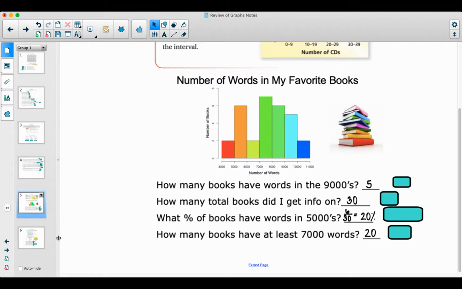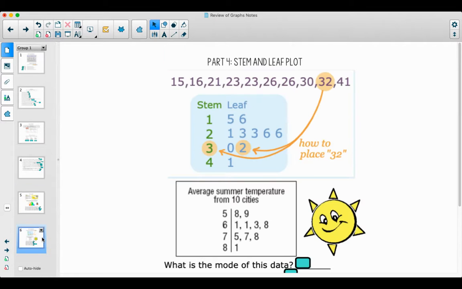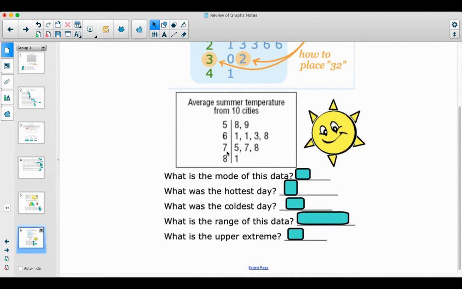The last thing that we looked at was our stem and leaf. Once again, for the stem and leaf, the first digit is in the stem part, and the back number is in the leaf. So this would be the number 15, this would be the number 16, and that last one would be 41. That's how we place our stem and our leaf. So let's try some practice problems with stem and leaf. What is the mode of this data? Remember, mode is the number that occurs the most.